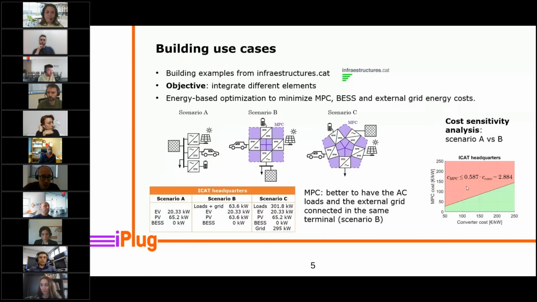And just to give you a few examples of what we have done, we have used this approach for buildings. Especially this case study has been based on some information from one of the companies involved in the project called Infraestructuras. And the idea here was to see how different it is to integrate different elements into a building, if they're separated, like this scenario, or if we join them together with different multiport configurations. And we mainly see that scenario B and scenario A are the two most important ones. And also in terms of size, we see that the size of these converters is typically around tens of kilowatts.